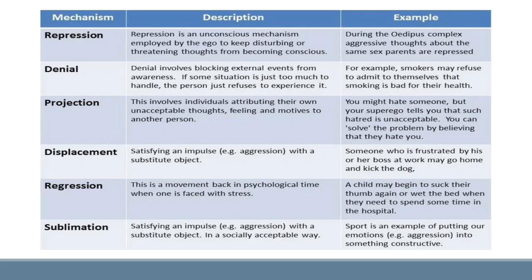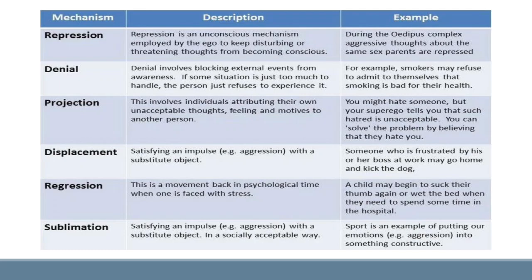Displacement is satisfying an impulse with a substitute object. That could be like someone who's really frustrated punches a wall, or they're mad at their boss and they go home and they kick their dog. That's the example that they give here in your book.